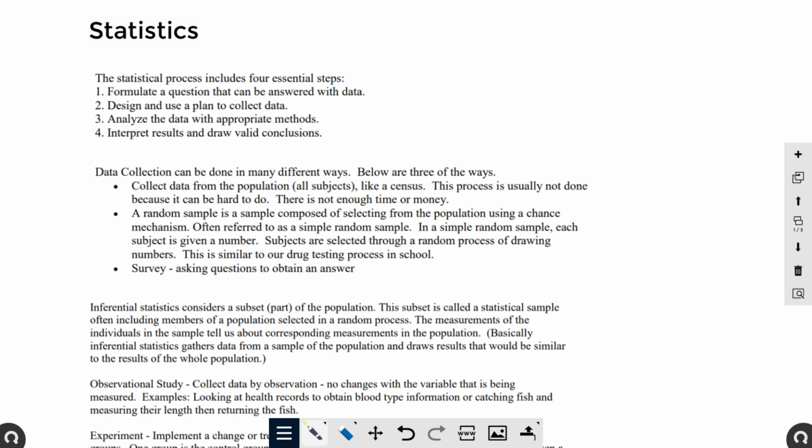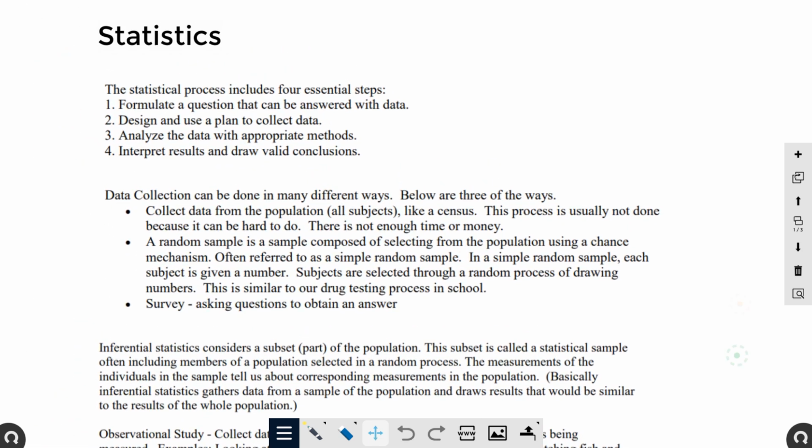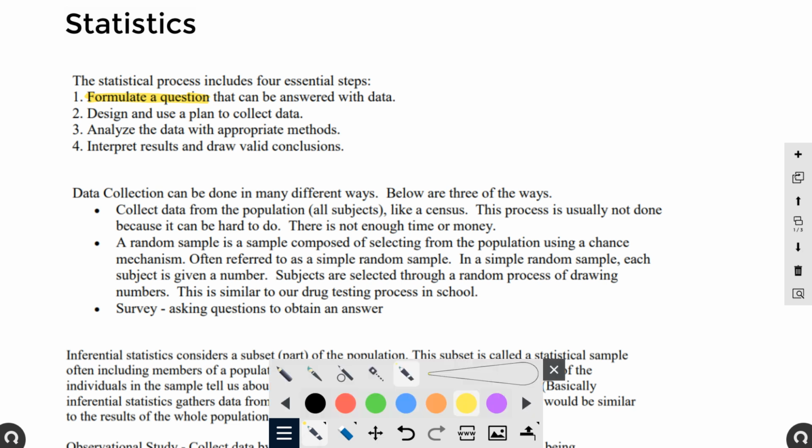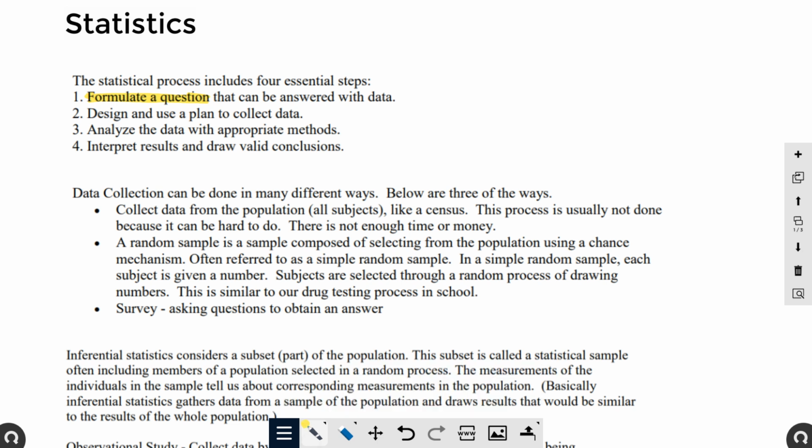Now, statistics to me is very similar to science fair projects that you did. So if you notice, there is a 4-step process when you do statistics, similar to science fair. So the first thing that you do is you need to formulate a question. That's your first task. Think about something that you want to know more about and you want to see what people think about that question. So, for example, one thing that you could ask somebody is their favorite sport: football, basketball, baseball, whatever.